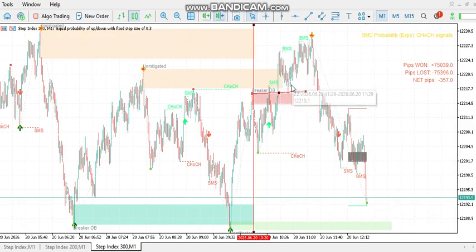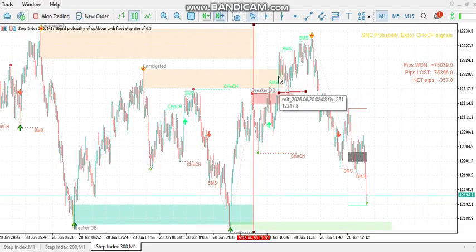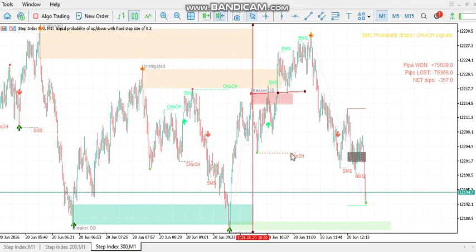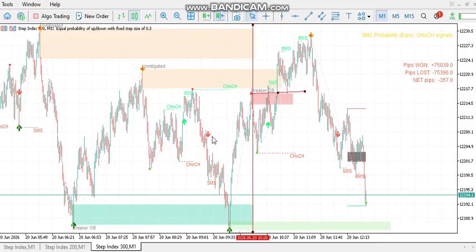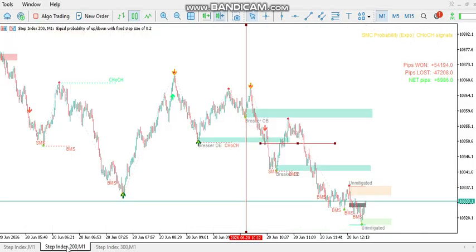You can see what the market did. The market still achieved our BMS1 and BMS2. So that is how to make use of this particular indicator. This indicator is 100% accurate only if you wait patiently for our breaker OB to appear, and once it appears, then you are good to go.